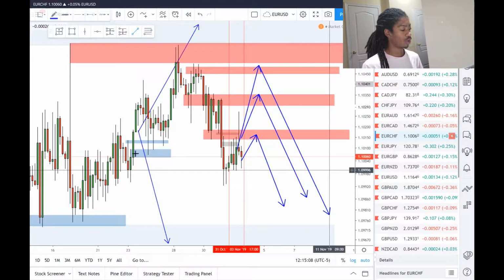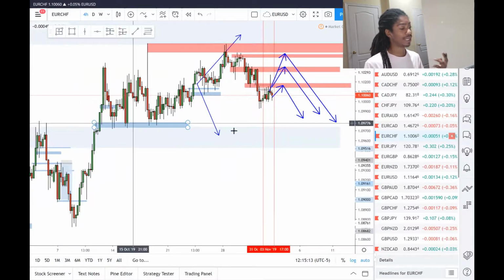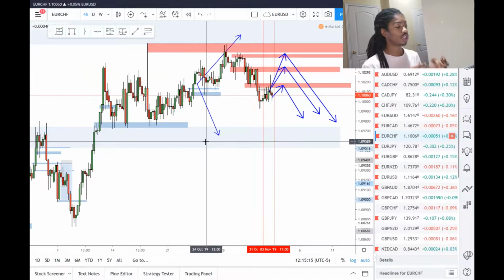And then overall, this is the support area that we're looking for price to head to. So make sure, if you're in the Telegram group, you can just go back to these charts once I do post them. It'll be easy to go back to those other charts and see just where these support and resistance areas are.